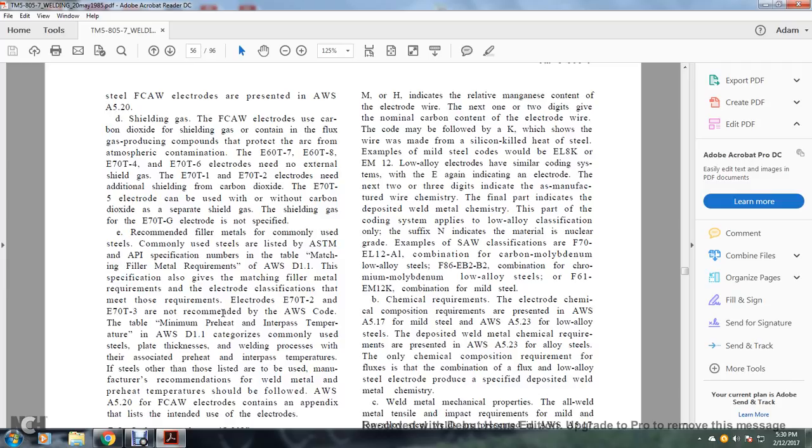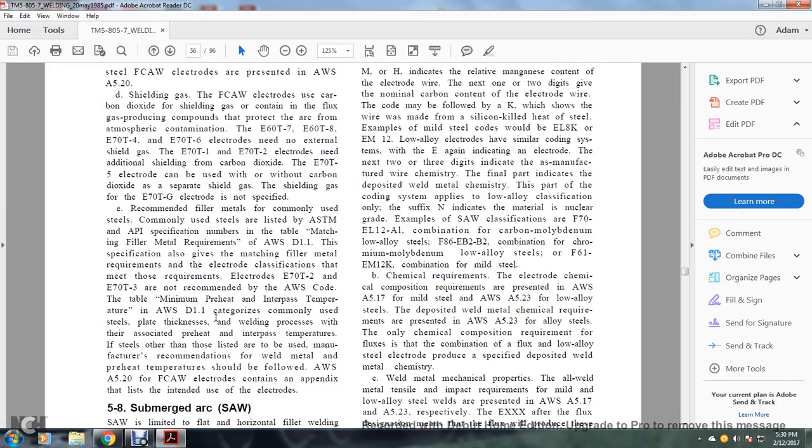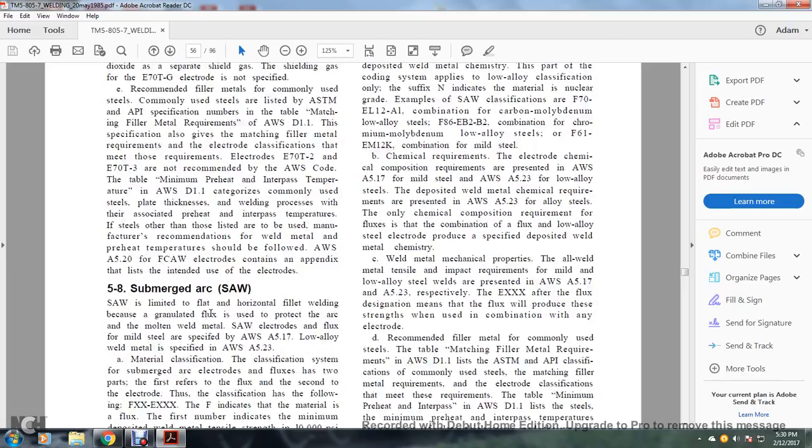The table lists the minimum preheat and interpass temperatures from American Welding Society D1.1, categorized for commonly used steel plate thickness and welding process. If the steel is not listed, use the manufacturer's recommendation for the welding preheat temperatures, which should be found in the American Welding Society A5.20 appendix for flux core arc welding electrodes, which lists the intended use of electrodes.